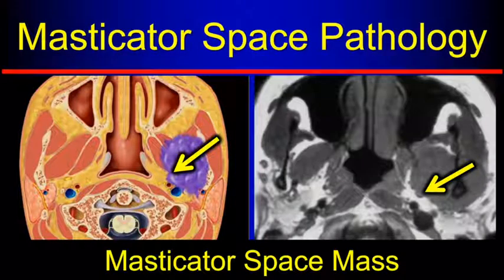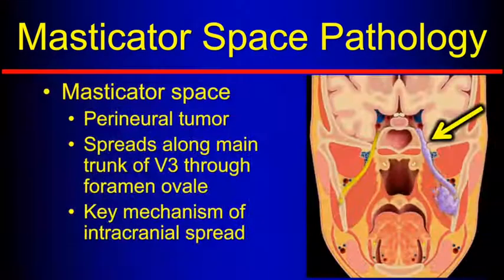And again, it's very important here that we remember that we have the cranial nerve V3 that's going through that masticator space. That is a very important potential route of perineural tumor and a key mechanism of spread from the mandible to get up intracranially.